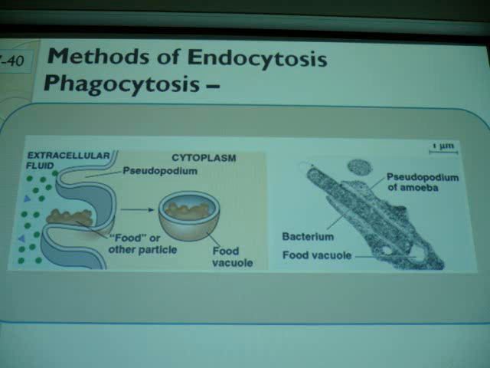A pseudopod means like a false arm. And it's hard to see it, but this is a rod-shaped bacterium, and this protist, called the amoeba, is just like a blob, it's just surrounding it. And before long, the bacterium will be inside that amoeba, and then that bad boy is going to digest it.